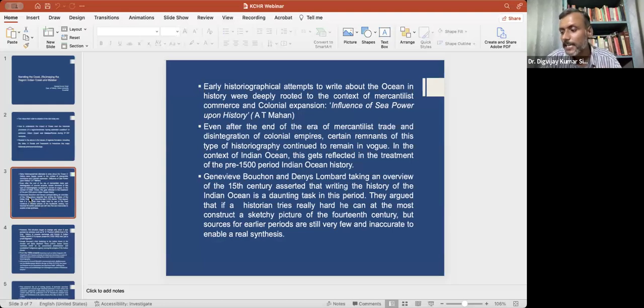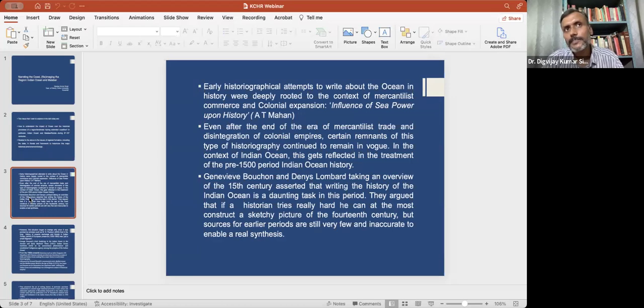As a result, the corpus of Arabic and Persian treatises, including geographical treatises or travel literature, has largely not been explored from the point of view of understanding Indian Ocean maritime history. And maritime archaeology, for example, was completely left out of the purview of the writings that were taking place in the 1970s and 80s. So what I want to say is that the unavailability of sources was not the only reason why histories of the pre-1500 Indian Ocean were not written.